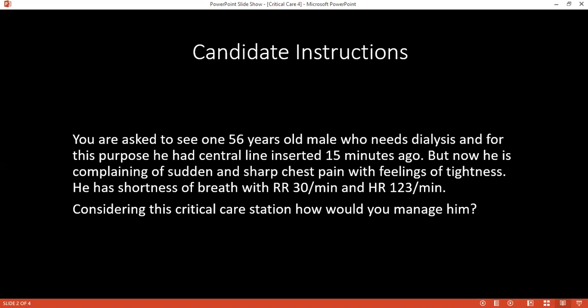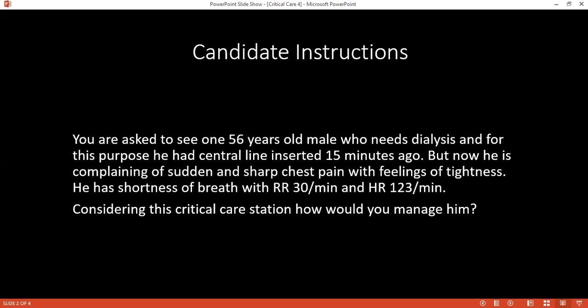Okay, can you tell me, just suppose, what would be your diagnosis of this patient? Tension pneumothorax. All right, how would you assess tension pneumothorax? How would you differentiate it from simple pneumothorax? This is what I want to know.